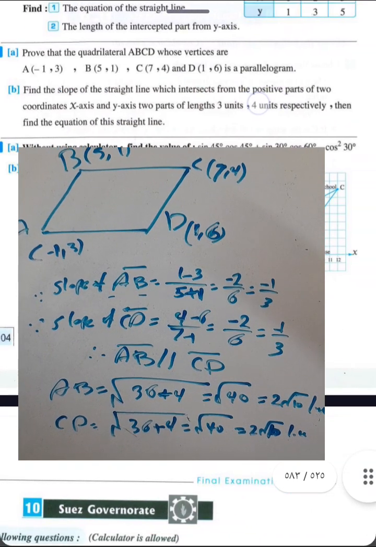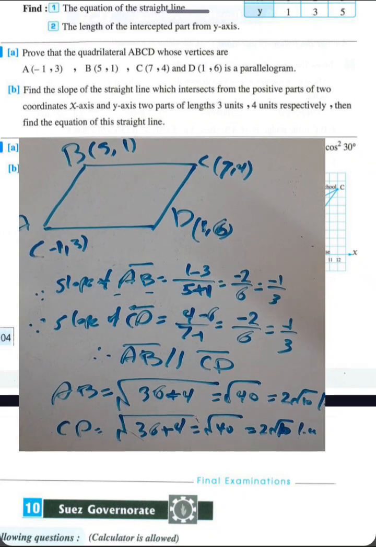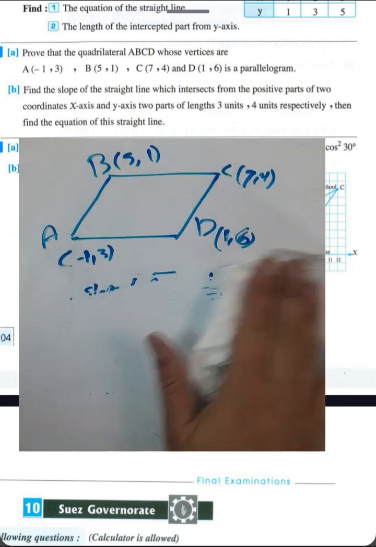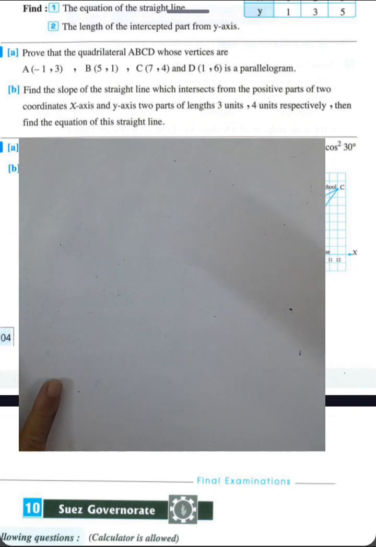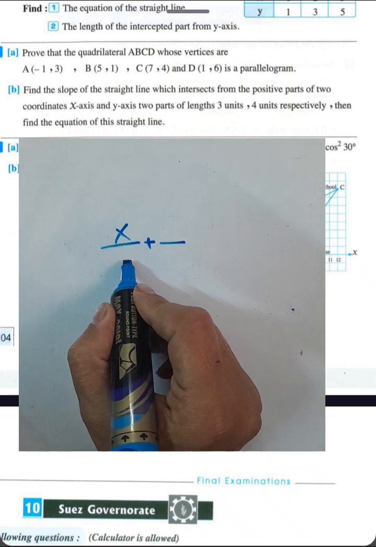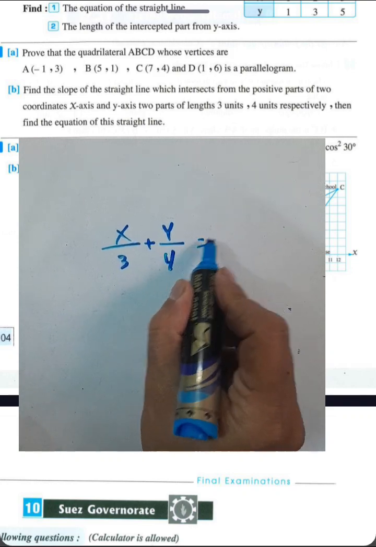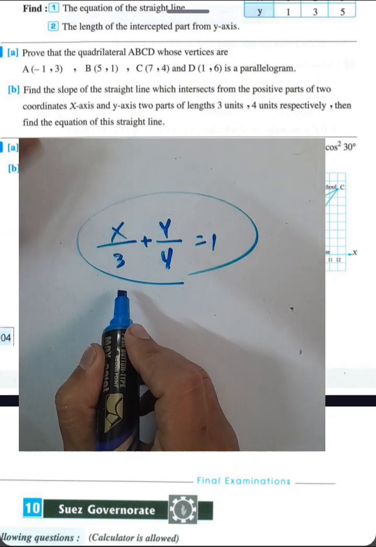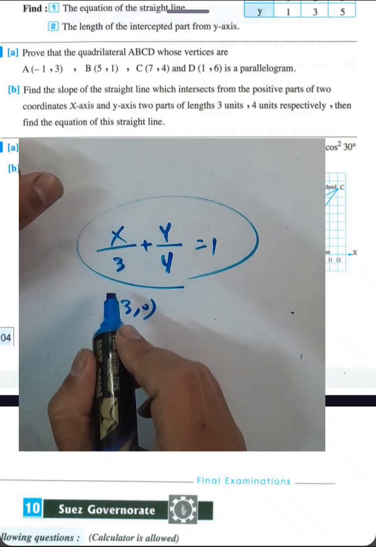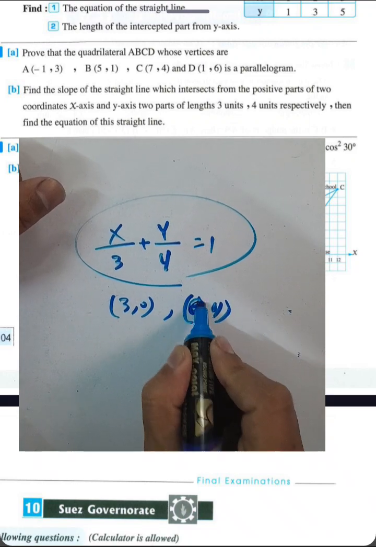Question letter B, find the slope of the straight line which intersects the positive parts of the coordinate x and y axes at parts 3 and 4 respectively. Then find the equation of the straight line. We can write the equation of the straight line, x over the part of x, here 3, and y over the part of y, which is 4, equals 1. It's the equation. He cut from the x-axis 3 parts, the result will be (3, 0). It's the point where the straight line cuts the x-axis.